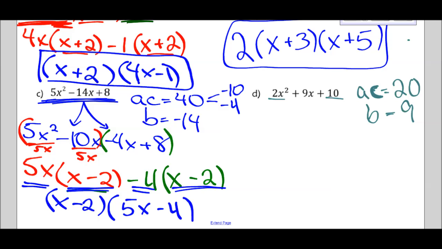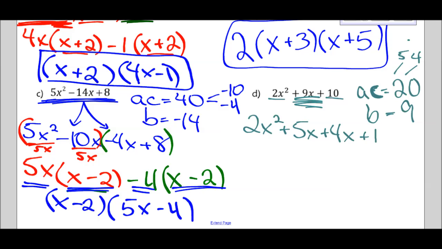Wait, what did you say? 4 times 5. Yeah. So 2x squared doesn't change. This gets split into the two factors of 20. And the 10 doesn't change.